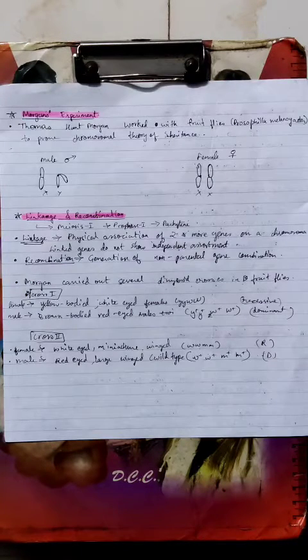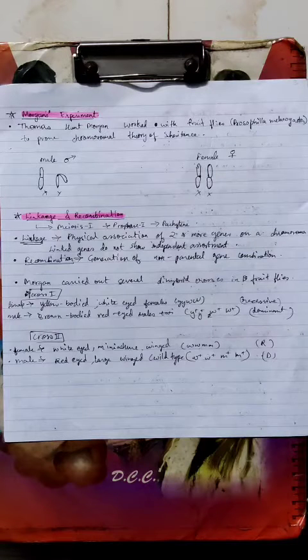Next, we move on to Morgan's experiment. Thomas Hunt Morgan worked with fruit flies, Drosophila melanogaster, to prove the chromosomal theory of inheritance. Drosophila is a suitable material for genetic study because it breeds very quickly, with a short generation time, that is, the life cycle is from 12 to 14 days. Breeding can be done throughout the year, with hundreds of progeny per mating. They can grow on simple synthetic medium. Male and female fruit flies are easily distinguishable. It has many hereditary variations that can be seen with low-power microscopes.